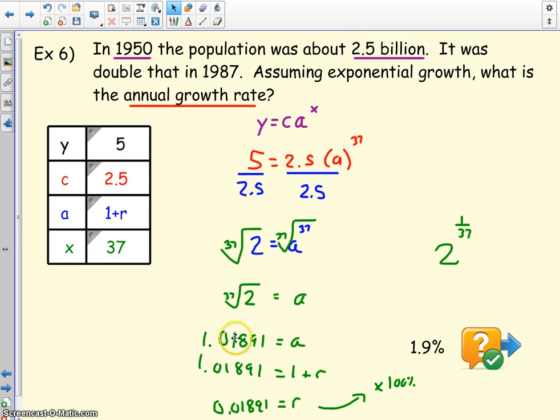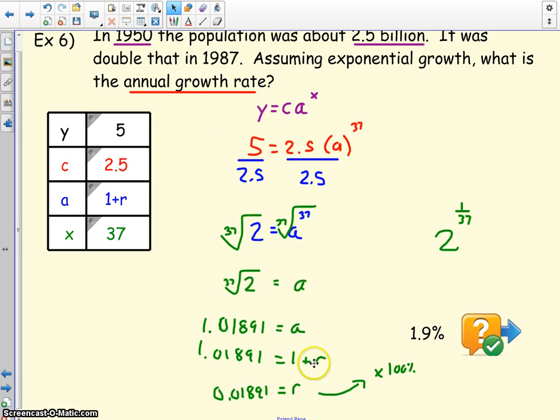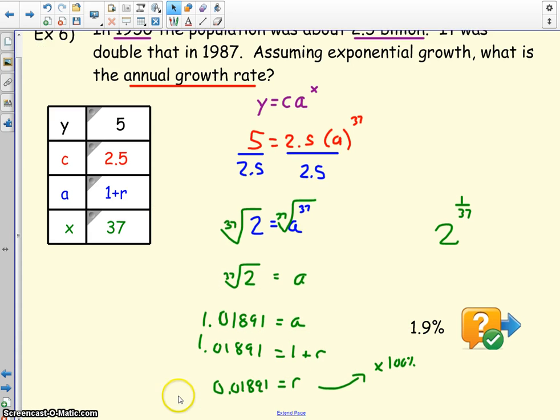Okay, so one thing to remember, whenever you're solving for growth rate, solve for the base of that power first, and then once you have that, you can look for either the growth rate or the decay rate. If it's decay rate, we would use 1 minus r instead of 1 plus r. But again, once you have that base, you could then solve for r using whatever the appropriate method is.